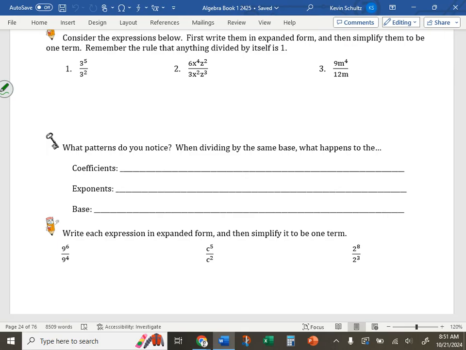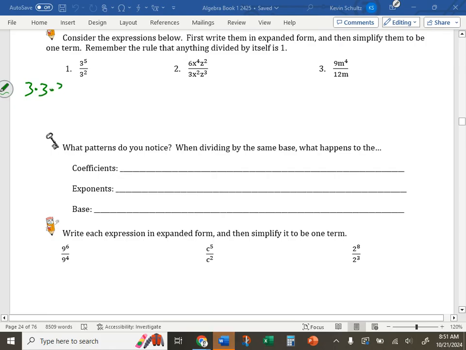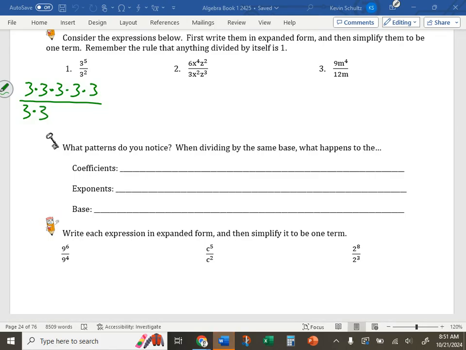So the first one here, 3 to the 5th over 3 squared. The numerator is 3 times 3 times 3 times 3 times 3, and our denominator is 3 times 3. Notice how I wrote this a specific way for a reason. I didn't just put my two 3s in the bottom in the middle. I put them directly below two 3s in my numerator. The reason why is because there's an algebraic rule that you've all heard before. Anything divided by itself equals 1.